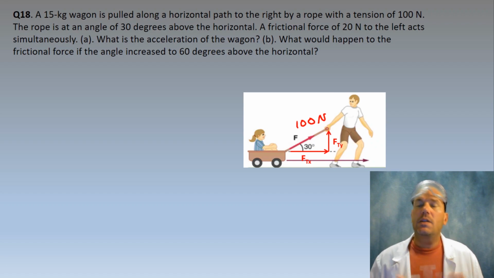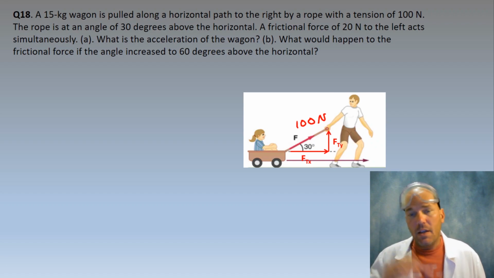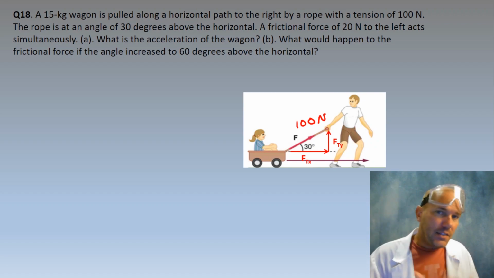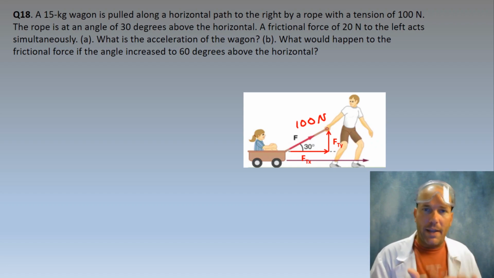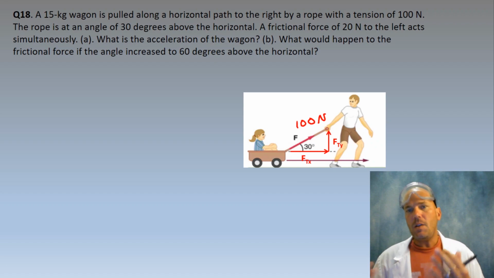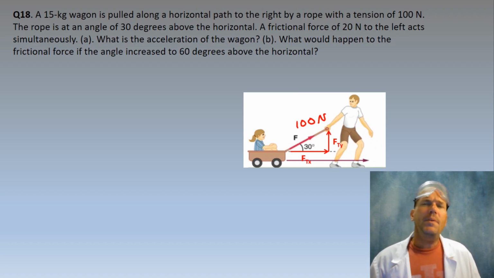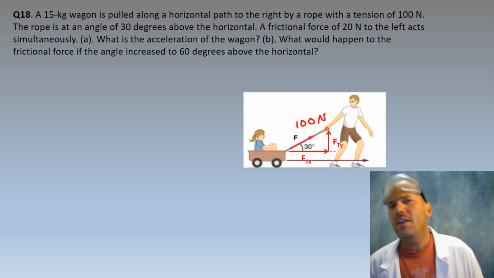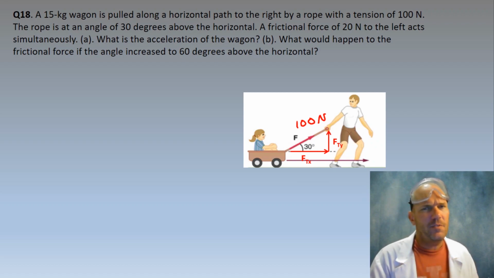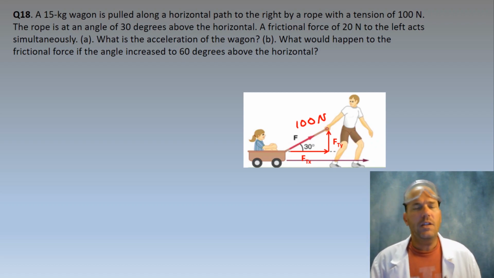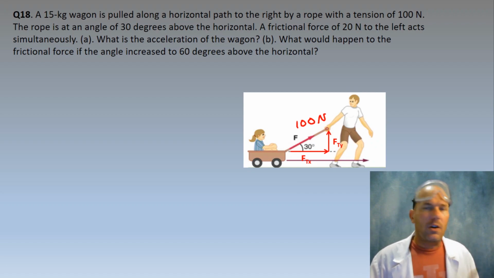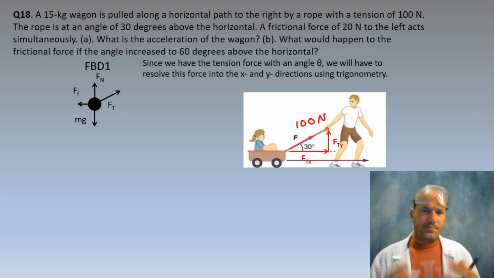Part A, what is the acceleration of the wagon? So that's asking us what is the acceleration of the wagon to the right, horizontally. Part B, what would happen to the frictional force if the angle increased from 30 to 60 degrees. Let's start with part B. Let's start with what we know. Let's start with free body diagrams.